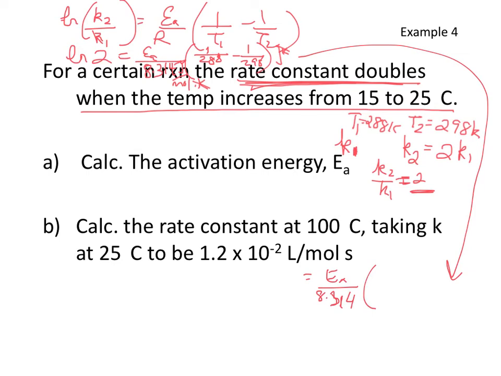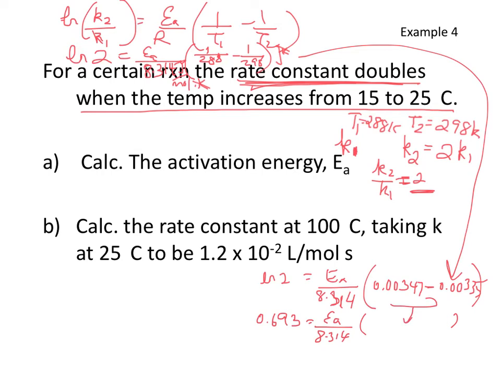1 over 288, that's like 0.00347 minus 1 divided by 298, that's 0.00335, and this is natural log of 2. Natural log of 2 is 0.693, which is equal to EA times 8.314, and then the subtraction, whatever that comes out to be.